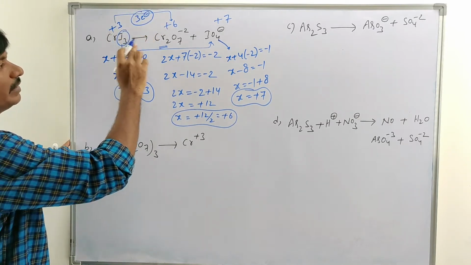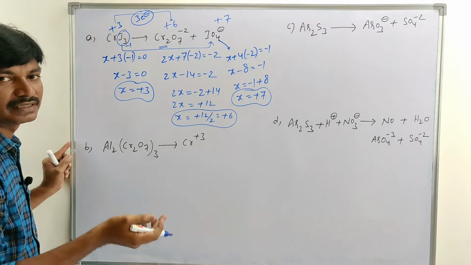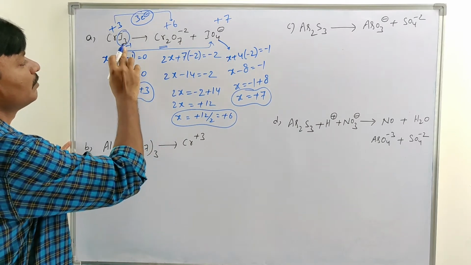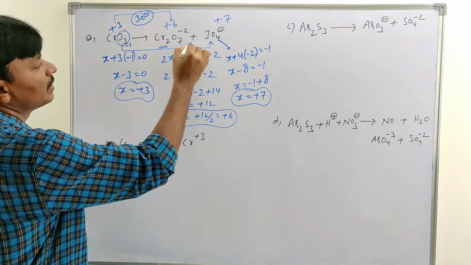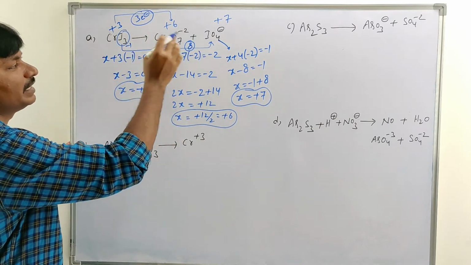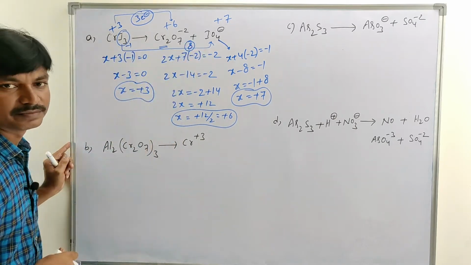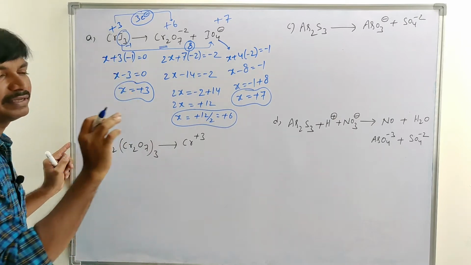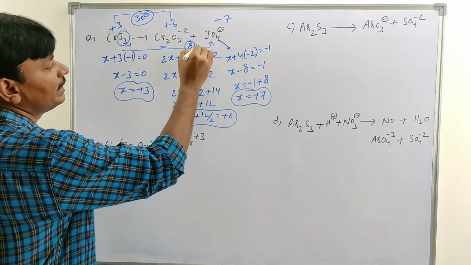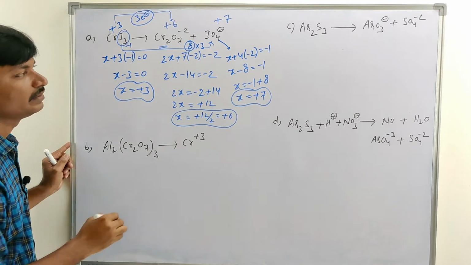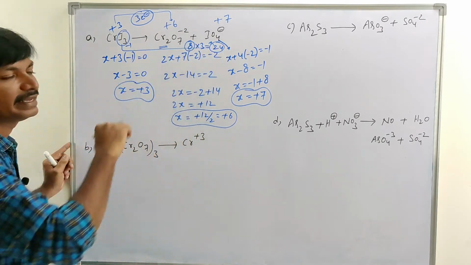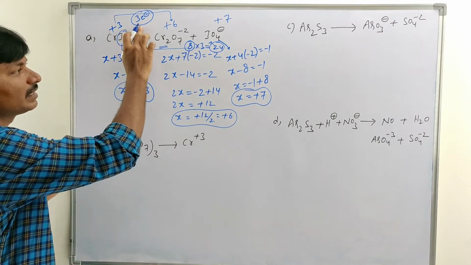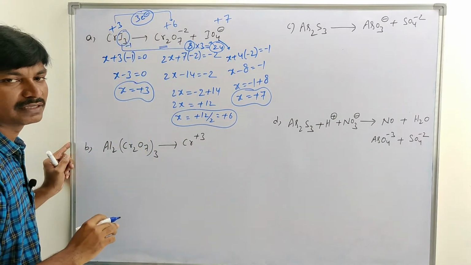In first case, transferring of electrons equal to 3. In second case, iodine to iodine, changing electrons or transferring of electrons, minus 1 to plus 7. Totally 8 electrons are involved for each iodine. But here 3 iodines are present, that's why 8 into 3. That is 24 electrons are involved in second case. First case is 3 electrons, second case is 24 electrons.